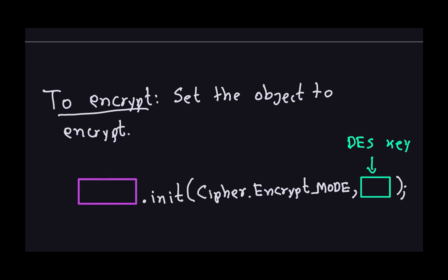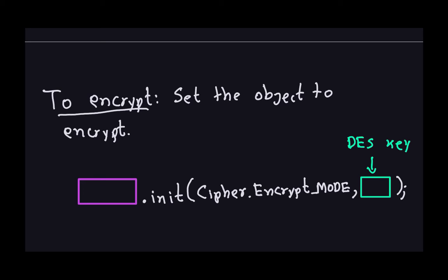Now you can use the same object for decryption. You don't have to create another object. The same object will encrypt and decrypt messages. Now this is the line of code that you're going to add for encryption. If you want to do decryption, you're going to do almost exactly the same, but the only thing that's going to change is this part over here. Instead of saying encrypt mode, it's going to say decrypt mode.